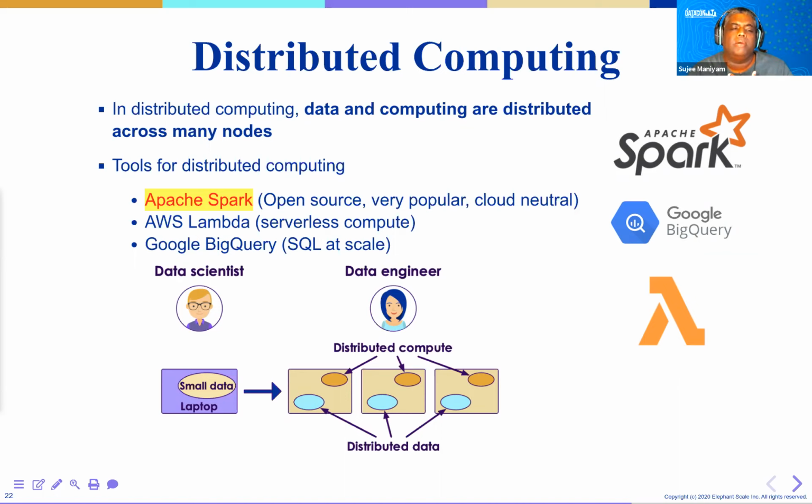And also the cloud vendors have their own versions as well, right? So here you can see Amazon has Lambda, Google has BigQuery. These are their own implementations, right? You can learn those too, but remember those implementations are cloud specific, right?